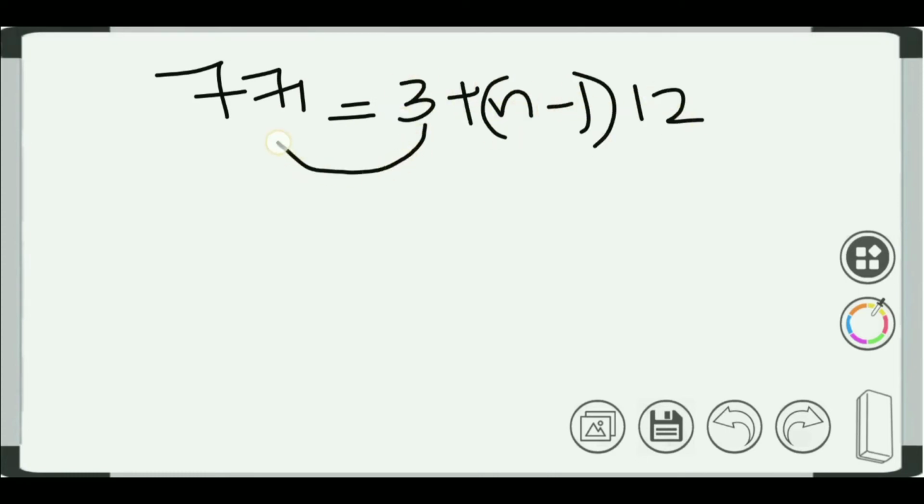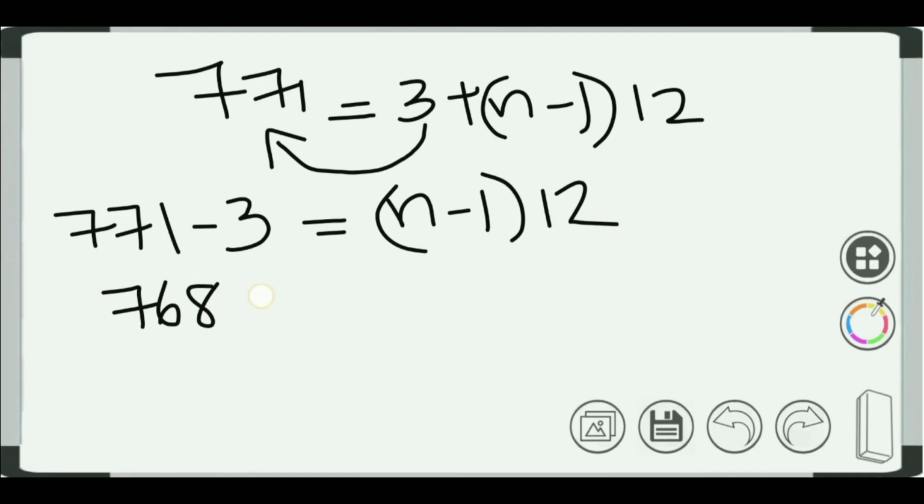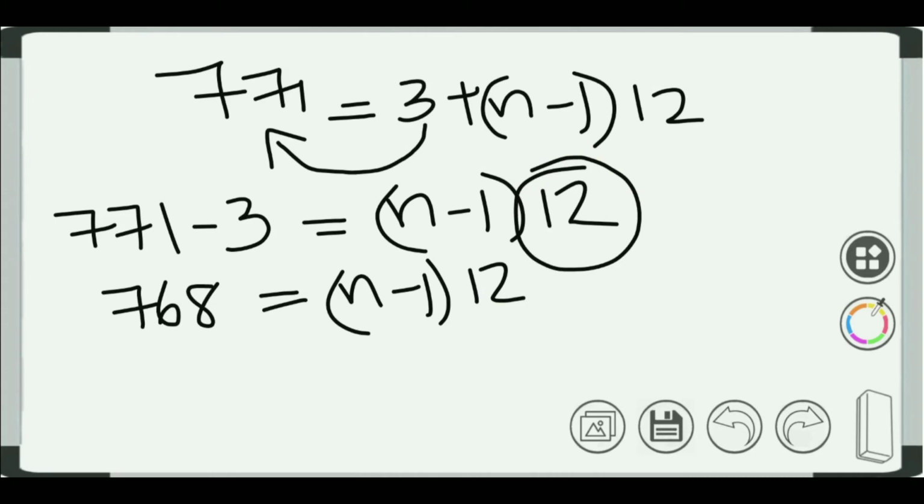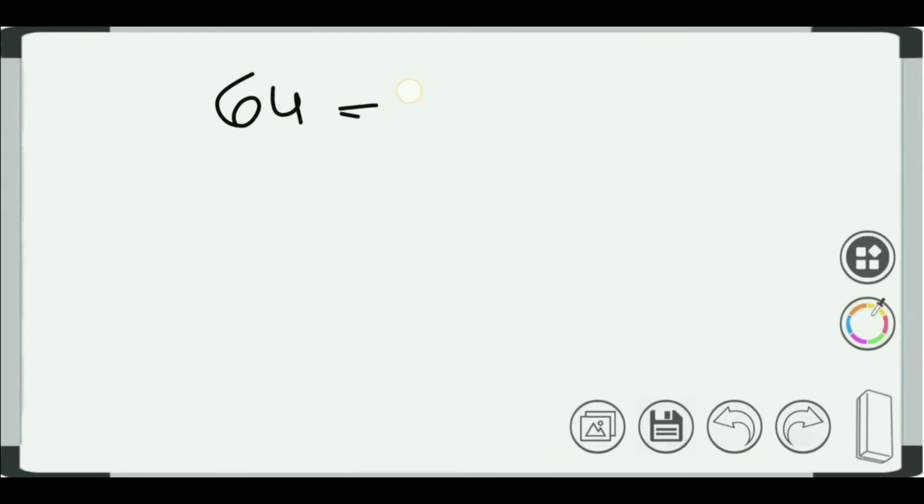Now I am taking this 3 this side. 771 minus 3 equal to n minus 1 into 12. What is 771 minus 3? 768 equal to n minus 1 into 12. Now I am taking this 12 this side. This is multiplication, so when I take this 12 this side, it will become division. So 768 divided by 12 equal to n minus 1. 768 divided by 12, 64. So 64 is equal to n minus 1.